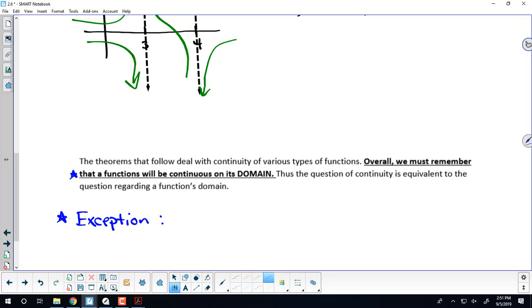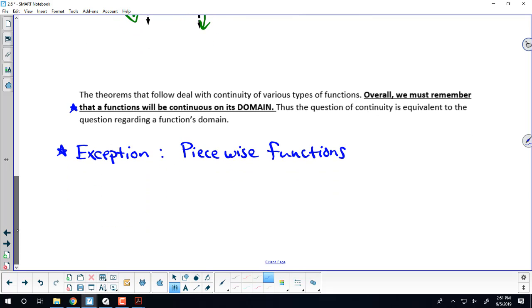a piecewise function. Piecewise functions may or may not be continuous on their domain. So here's a piecewise function whose domain is all real numbers, but it isn't continuous at a. But for algebraic functions, trig functions, inverse trig functions, all of those, their domains are directly related to continuity.